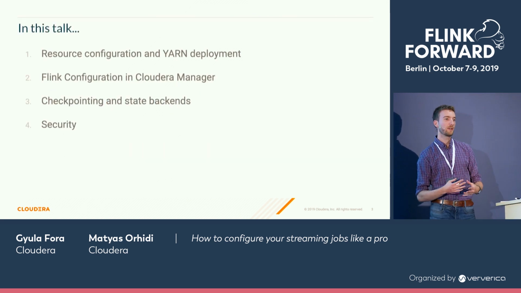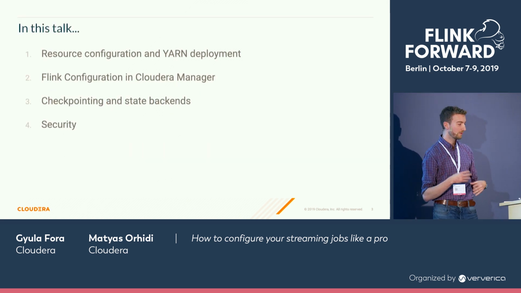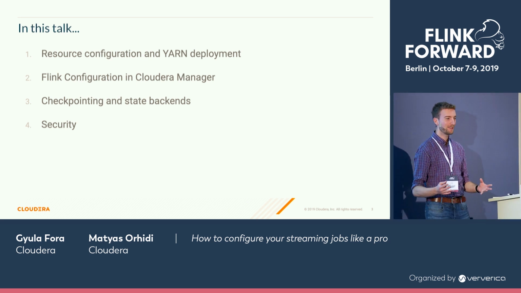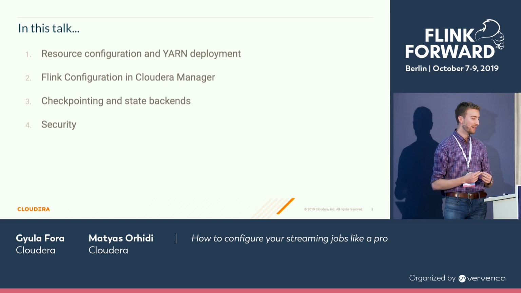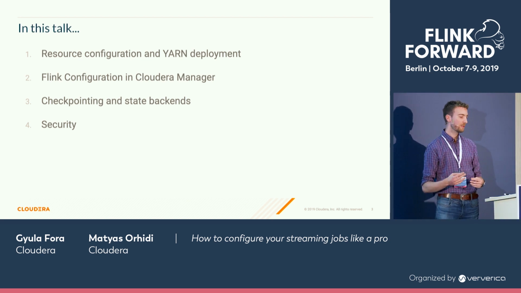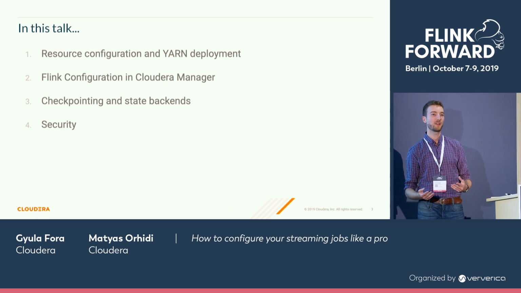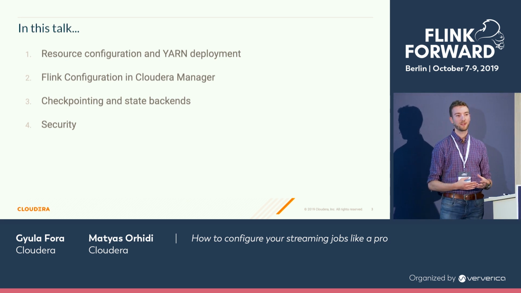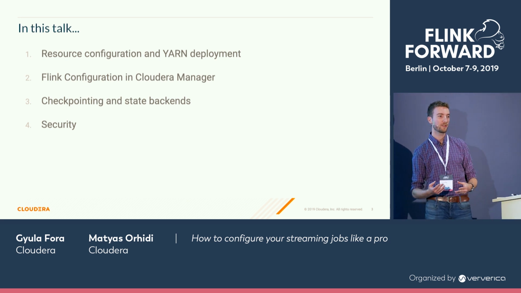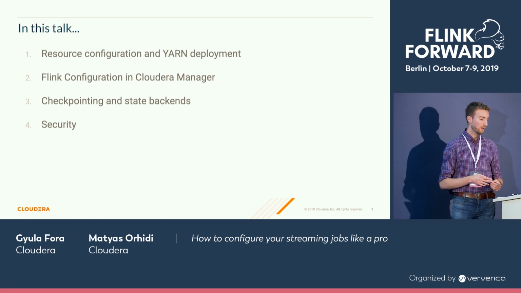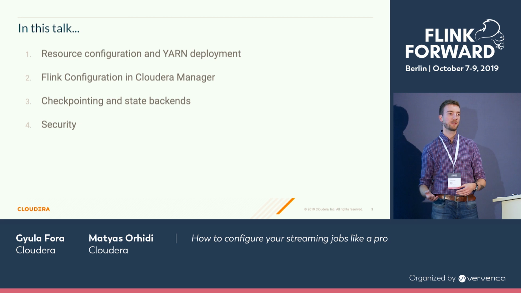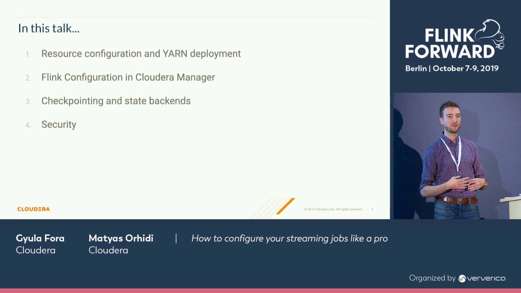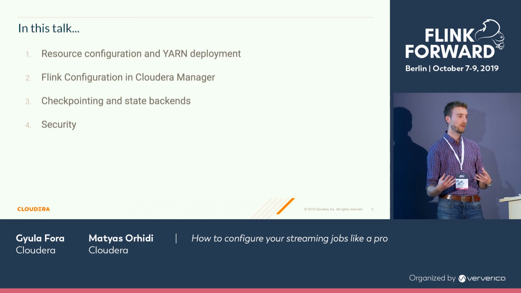So in this talk, we will touch on a few separate topics. I promised a lot of things in the abstract. We might not cover everything, but we will try our best. So first, we will talk about resource configuration, such as configuring the memory and parallelism of your application, and also some Yarn-specific configuration options that are important for long-running apps. We will look at how Flink is integrated in the Cloudera Manager, and how the Cloudera Manager and the Cloudera platform can help you to get the most out of your Flink jobs, and how the configuration story fits into that.